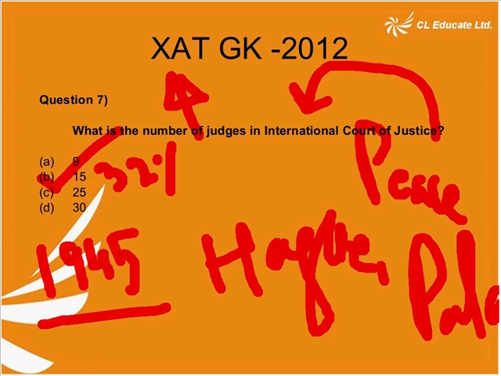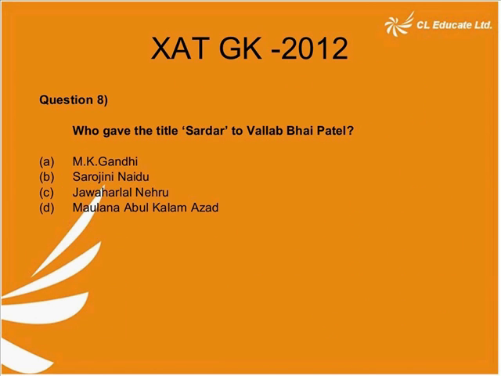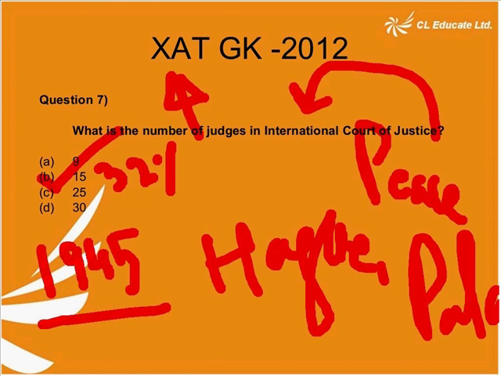So, in all, 15 judges, International Court of Justice at Hague, Netherlands, 4 Indian judges, 1945 established.